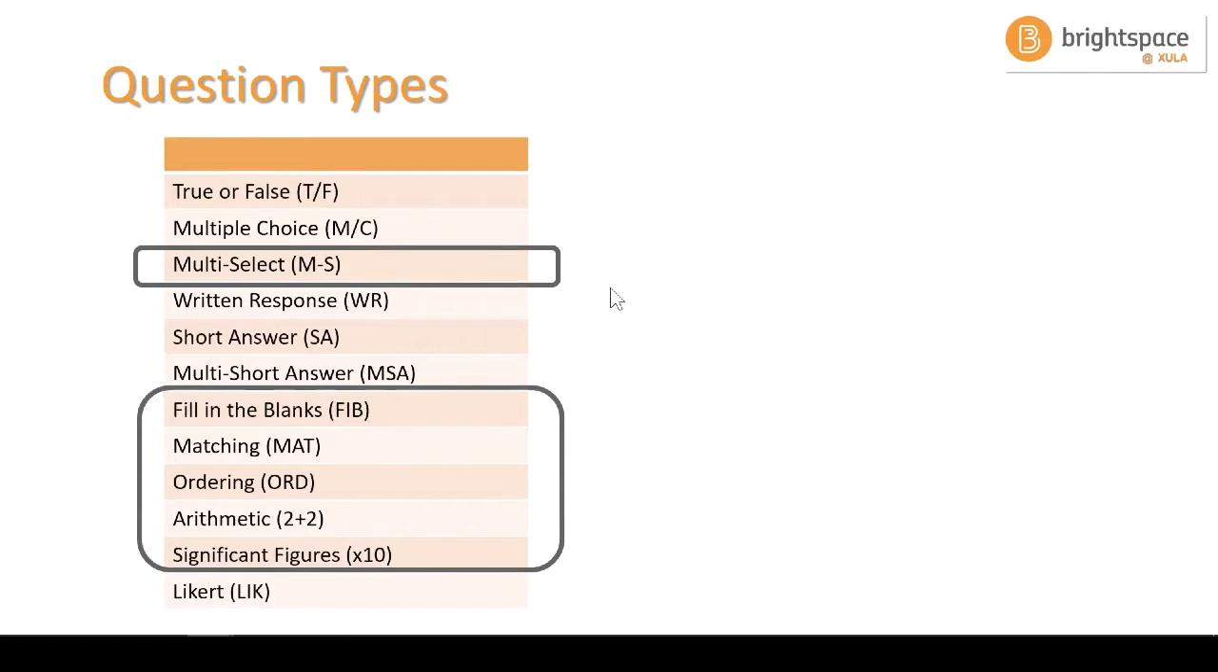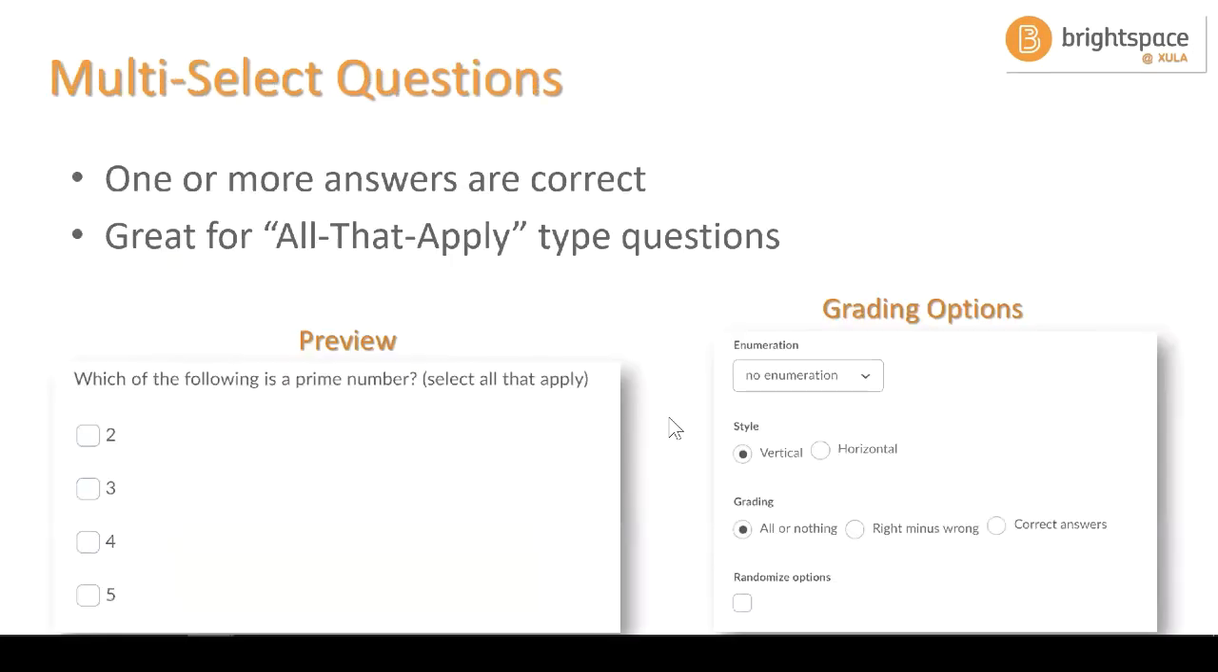So what I want to focus on this afternoon is some of these other question types, the multi-select, and then these others here. And we'll start with the multi-select. With the multi-select, one or more of the answers are correct. This would be great if you have an "all of the above" or "all of these apply" type question. So I have an example of a question here that is multi-select. In other words, one or more options may be correct.